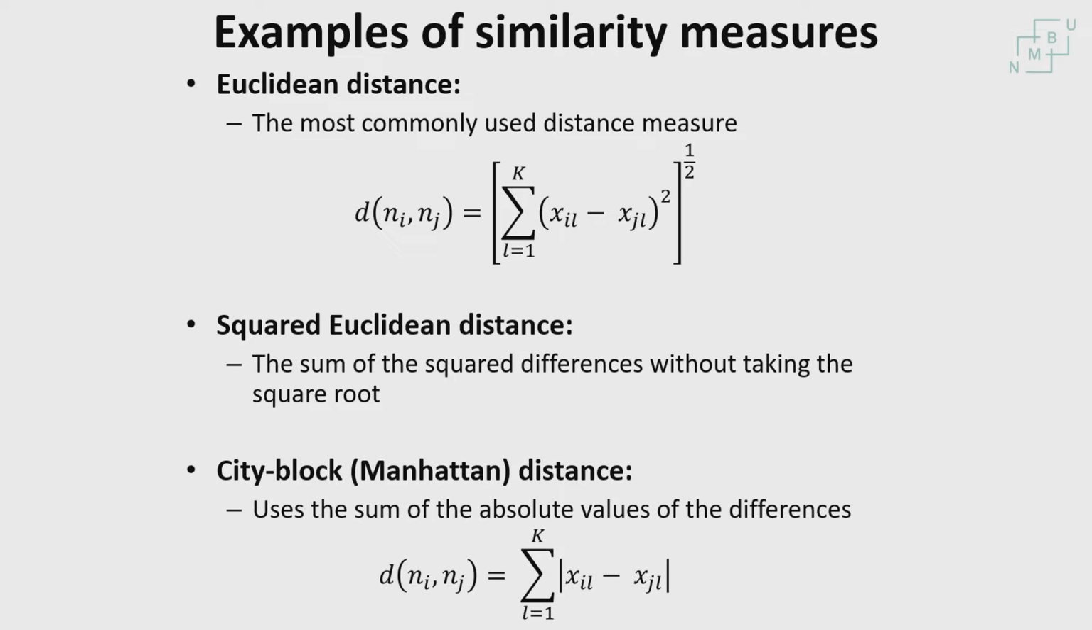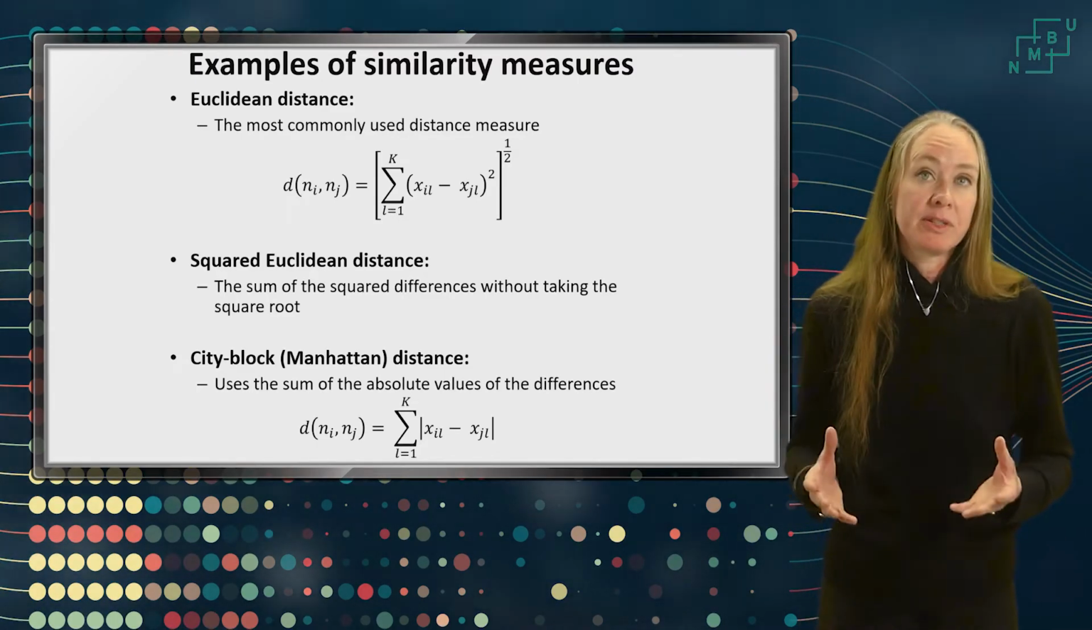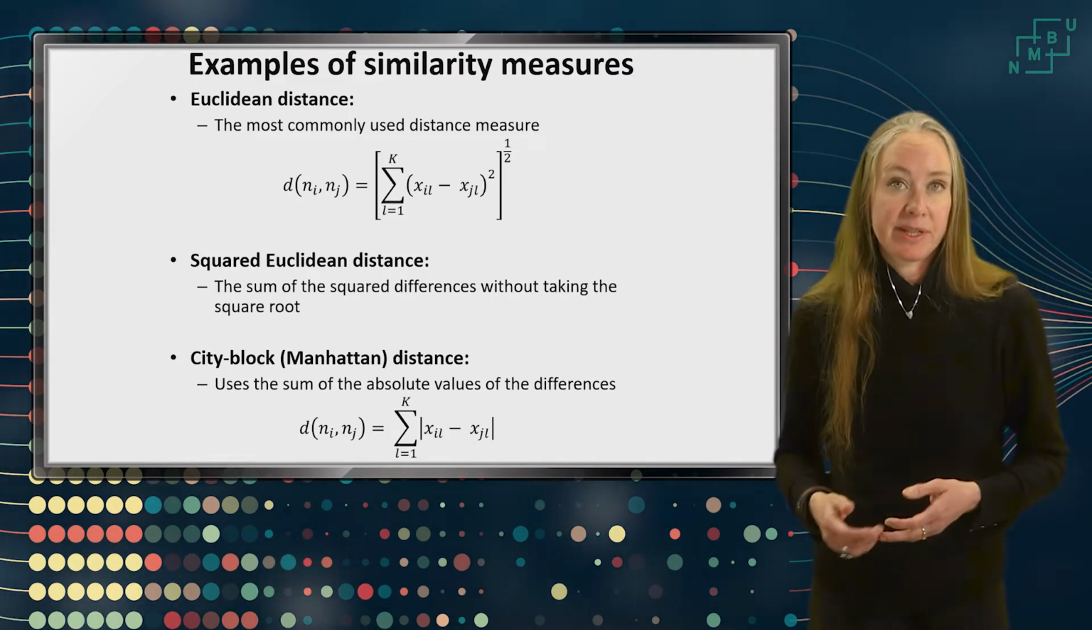A third similarity measure is the city block or Manhattan distance, which uses the absolute values of the differences. There are many other similarity measures as well, so these are just 3 examples.